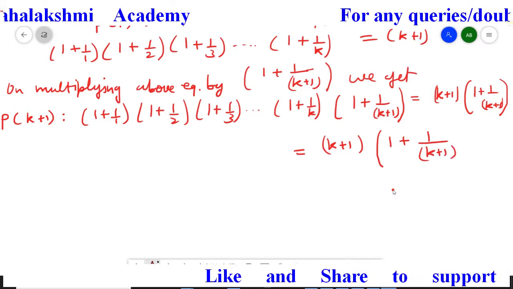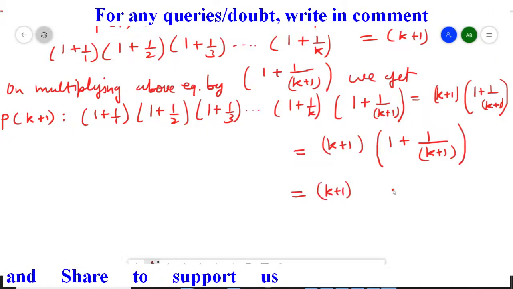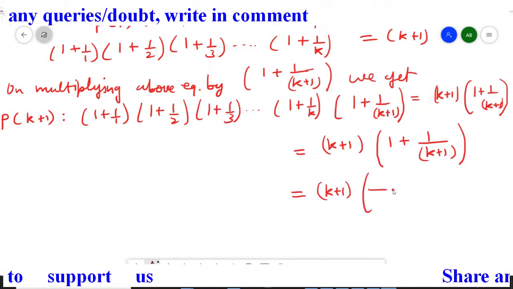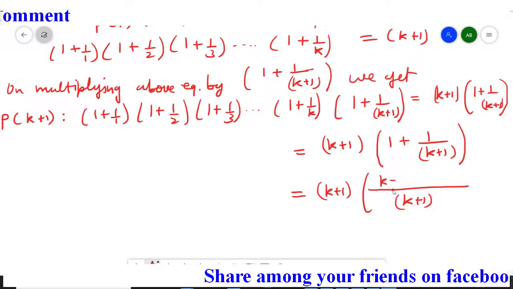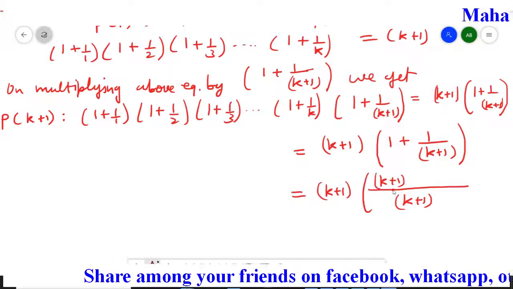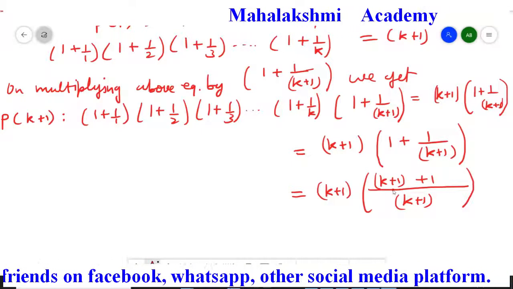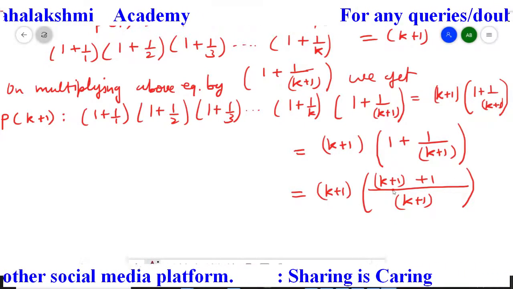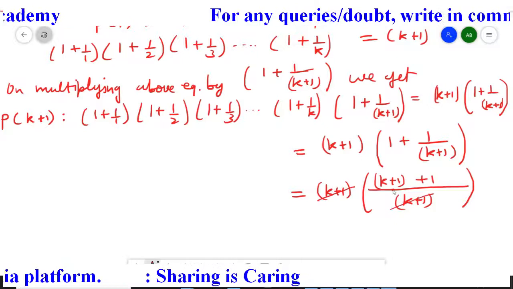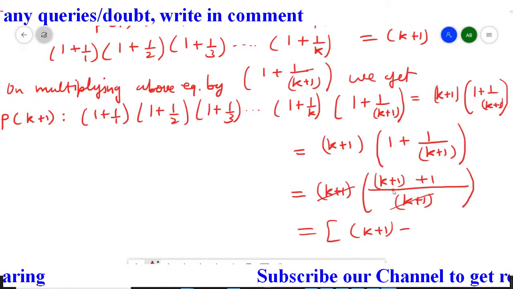Now we will take here the LCM. So it is going to be this bracket as it is, and in this bracket we are going to take the LCM. So it is going to be k plus 1 upon k plus 1, then plus 1. Now after taking the LCM, I hope the LCM is clear to you. We can see that this bracket and this bracket we can cancel out. So we are left with k plus 1 plus 1.